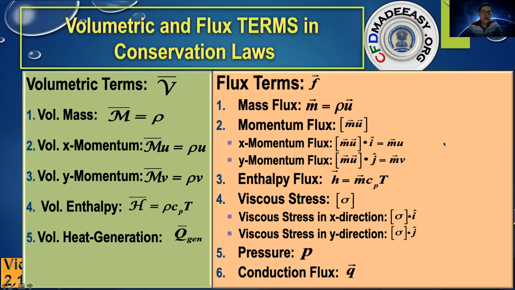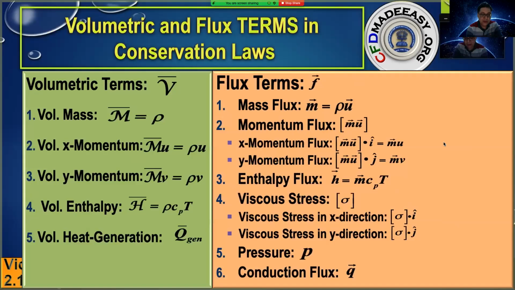So when you divide those volumetric variables by volume, all the terms in this slide have an overbar. So basically I'm dividing by volume. This is mass per unit volume, which is density. This is x momentum per unit volume, which is density into u velocity. This is y momentum per unit volume, density into v velocity. This is enthalpy per unit volume. So here I am showing you volumetric mass, volumetric x momentum, volumetric y momentum, and volumetric enthalpy, and this is volumetric heat generation with an overbar. All these terms have overbars. Overbar represents per unit volume.